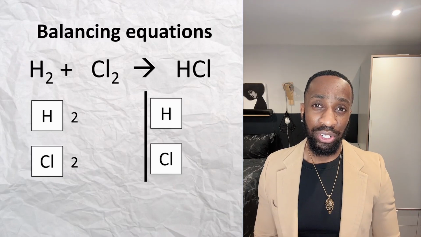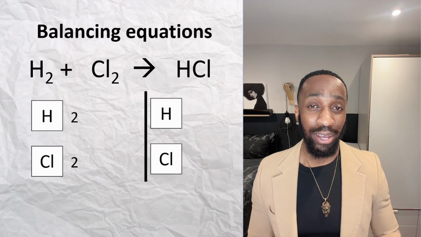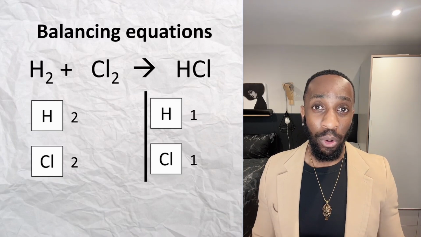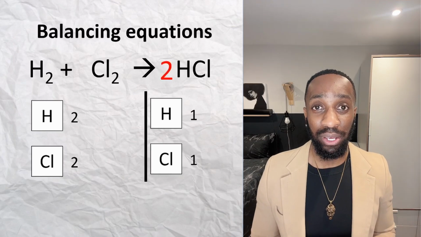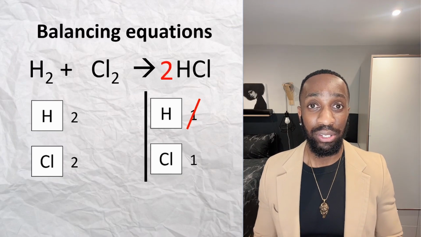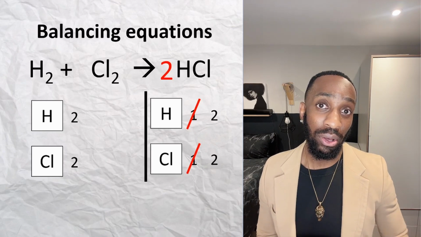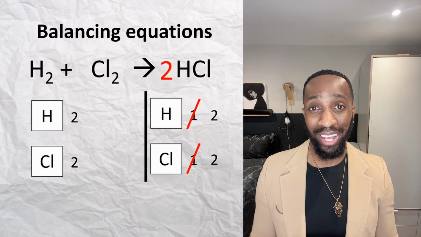We have 2 hydrogens and 2 chlorines on the reactant side and only 1 of each on the product side. What we need to do is just one straight move. We put a big 2 in front of the HCl to give us 2 hydrogens and 2 chlorines on the right hand side. And now the reaction is balanced.